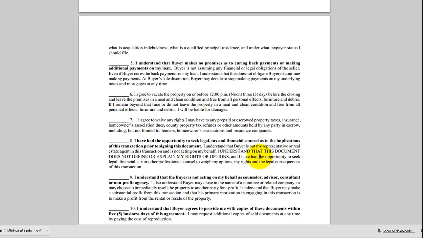We come down here. They understand that the buyer makes no promises as to curing any back payments. I remember one where the seller owner of record had not made mortgage payments for 30 months. Well, we didn't say we're going to bring that current, and in fact, that particular seller owed nothing at closing, as should happen, but we just want to point out that we are not bringing them current. We're just trying to negotiate a settlement for anything that this buyer may owe the lenders.